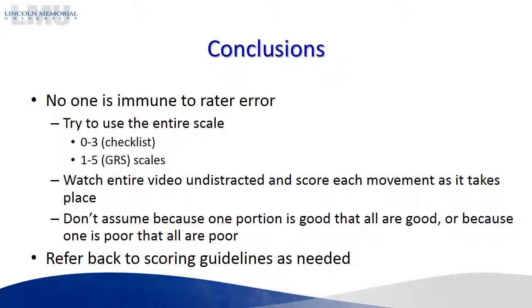In general, try not to assume that because one aspect is good that all aspects are good, or that because one aspect of the performance is bad that all are bad. So try not to get caught up if the student starts poorly. They may still end really well. We may have the opposite happen. Or they may have poor knot tying skills, but their instrument handling and their flow are actually quite good. So we do need to score those as separate issues.